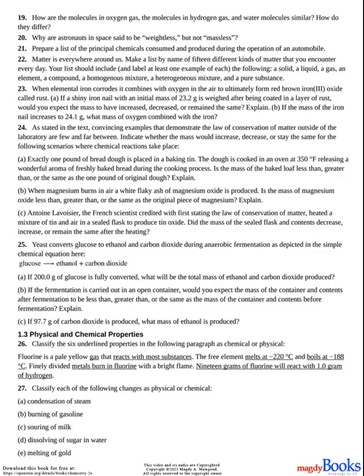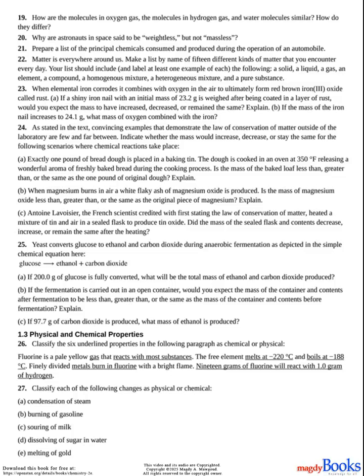A. Exactly 1 pound of bread dough is placed in a baking tin. The dough is cooked in an oven at 350 degrees Fahrenheit, releasing a wonderful aroma of freshly baked bread during the cooking process. Is the mass of the baked loaf less than, greater than, or the same as the 1 pound of original dough? Explain.